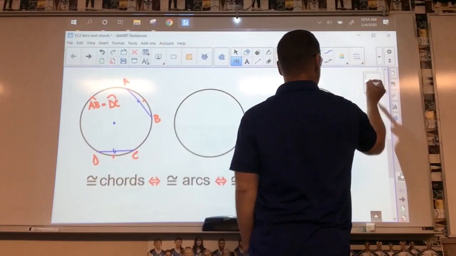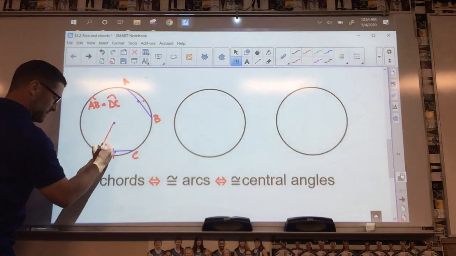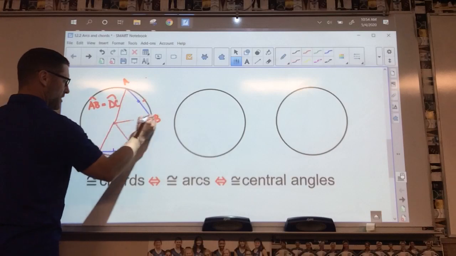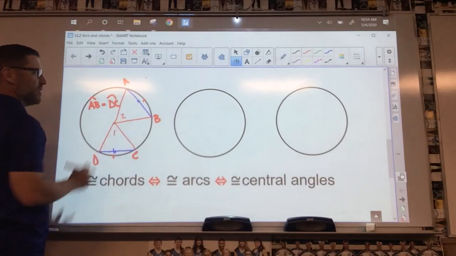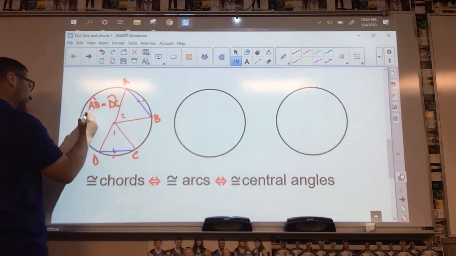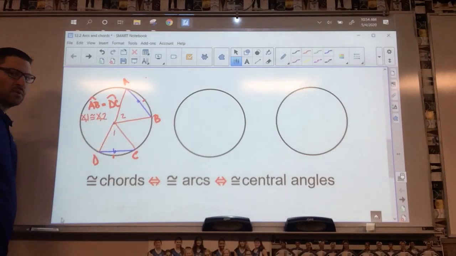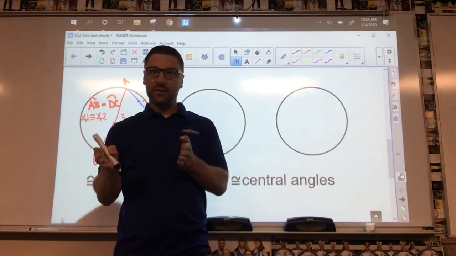And more than that, the central angles will also be congruent. So I'll draw in these angles here and that angle there, and I'll put a 1 and a 2 in. If the blue parts are congruent, then the arcs are congruent, and angle 1 is the same as angle 2. Congruent chords yield congruent arcs and congruent central angles.